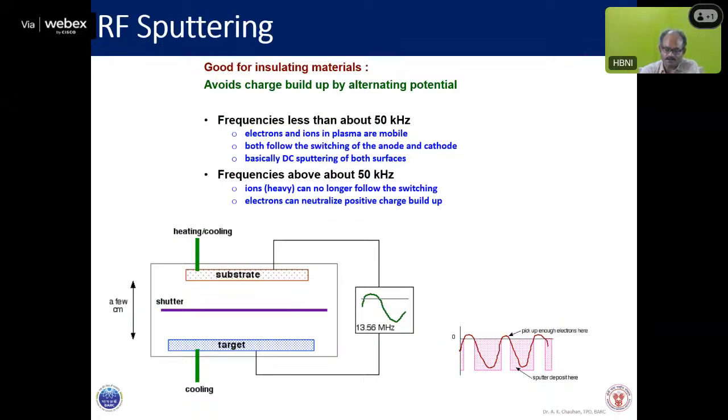We can use higher frequencies in RF sputtering, and we can use lower frequencies also. If we use frequencies less than about 50 hertz, electrons and ions in the plasma are mobile. Both follow the switching of the anode and cathode, basically DC sputtering of both surfaces. And if we use frequencies above 50 kilohertz, the ions can no longer follow the switching and electrons can neutralize positive charge buildup.